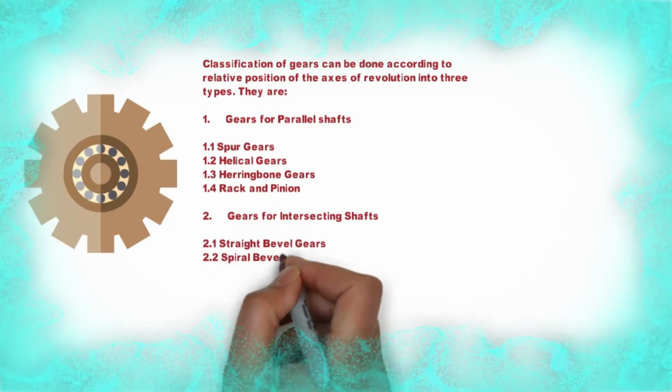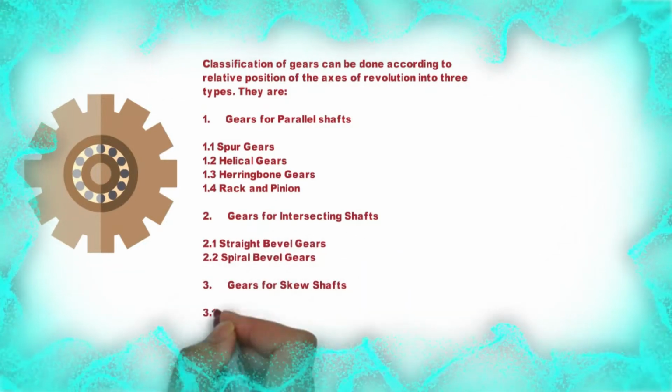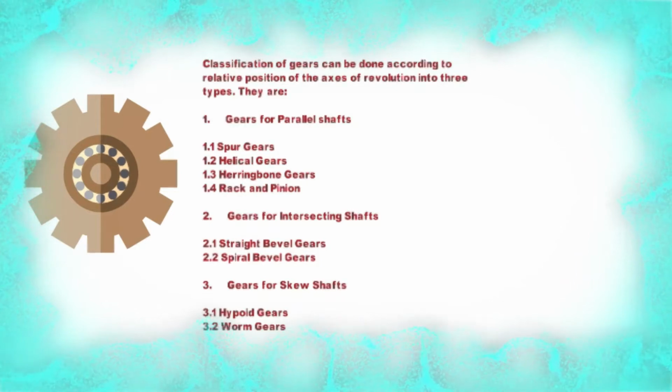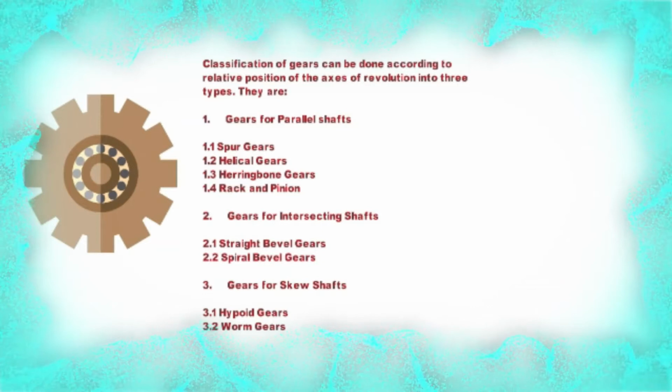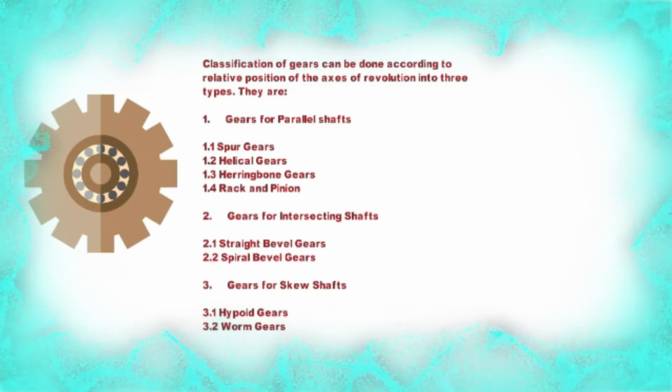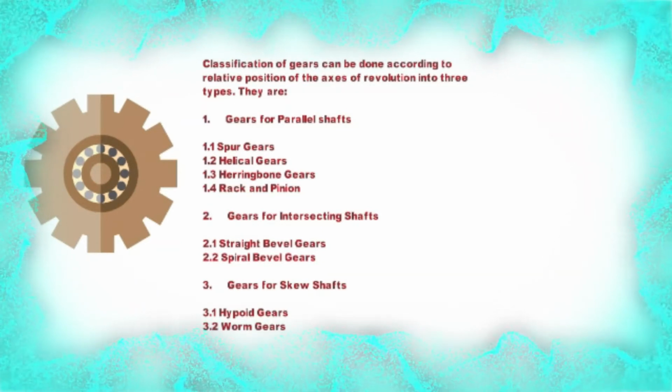Number 2. Gears for intersecting shafts. They can be further classified into straight bevel gears, spiral bevel gears. Number 3. Gears for skew shafts. They can be further classified into hypoid gears, worm gears.